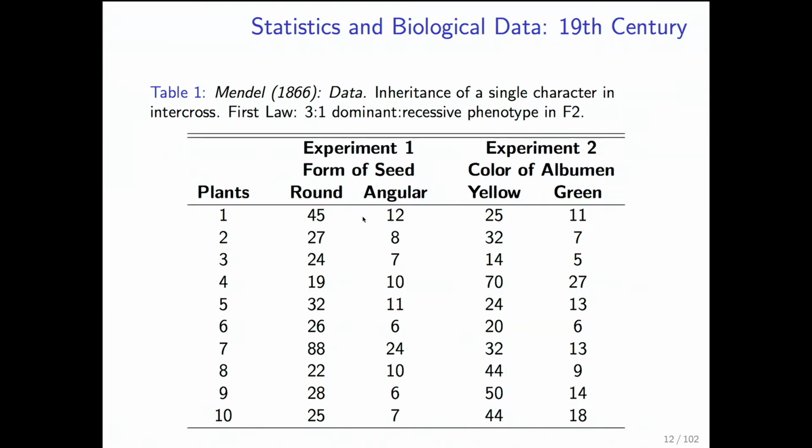They're basically counts for combinations of phenotypes. So here we have different plants, and this is the experiment to study the inheritance of the form of the seed. So it can either have the dominant phenotype brown or the recessive phenotype angular, and we have this 3-to-1 ratio that corresponds to the first law.